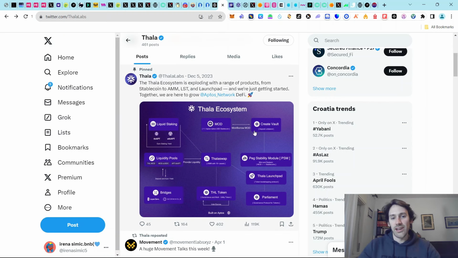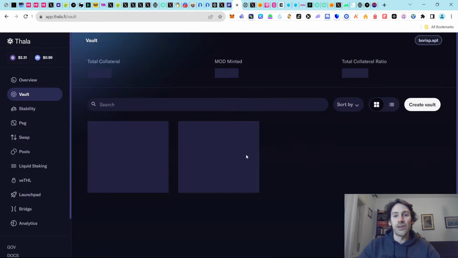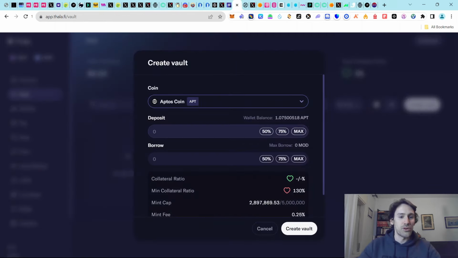Next, we have Thala. They're actually the highest TVL project on Aptos and offering a wide variety of services. However, they already have a token, but upon closer inspection, we can see that 35% of the total Thala token supply is reserved for community. So it might be worthwhile to still explore the ecosystem a bit. First thing they have is something called vaults.